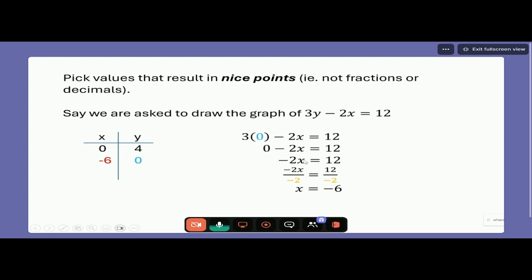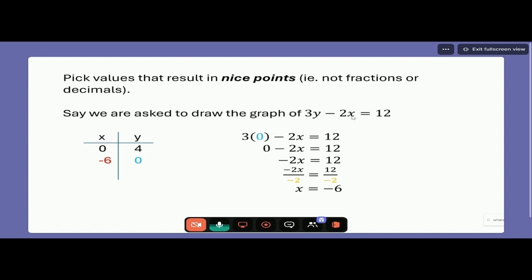And why don't we do a quick little double check here. We're claiming that when x is 0 and y is 4, it makes the equation true. So when y is 4, 3 times 4 is 12, minus 2 times 0 is 0, so 12 minus 0, that's 12. How about this one? When y is 0 and x is -6, 3 times 0 is 0, -2 times -6 is positive 12.